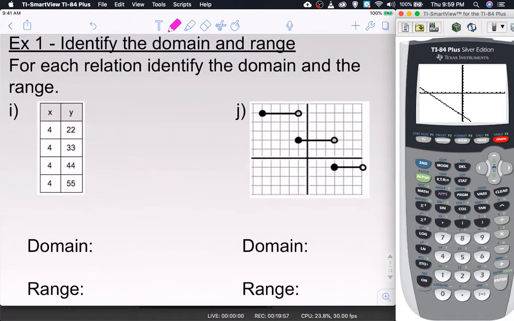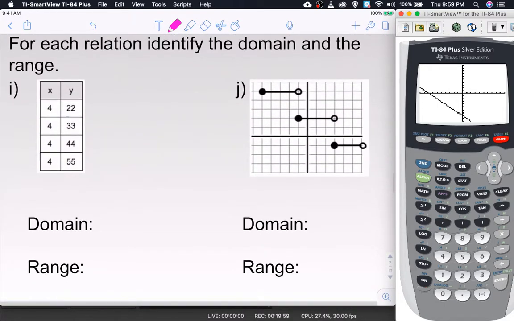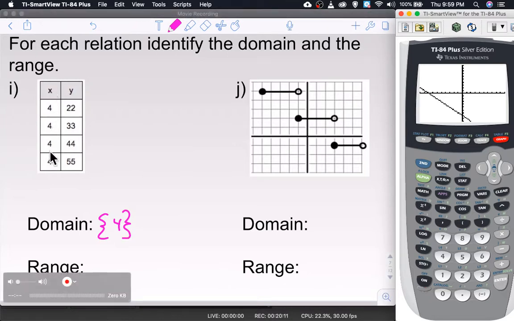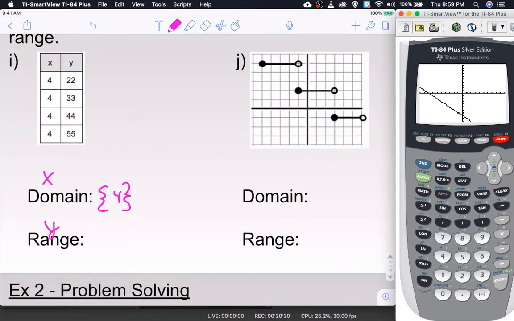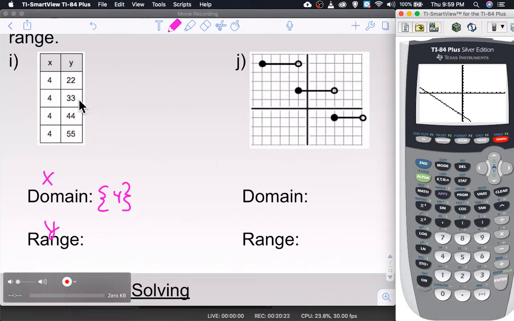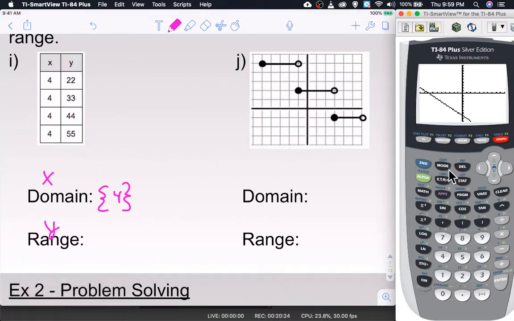Okay, so you've done the past 4. I'll do these 2. If you want to do them on your own, I encourage you to pause the video and try them on your own first. But if not, I'm going to do them right now. So the domain here is just the number 4. The only possible input, the only input given, is the number 4. So that's my domain. My range are the numbers 22, 33, 44, 55. It's just those 4 numbers.